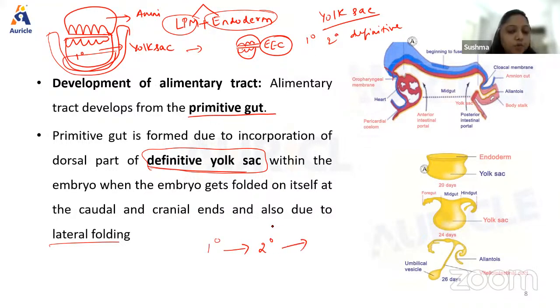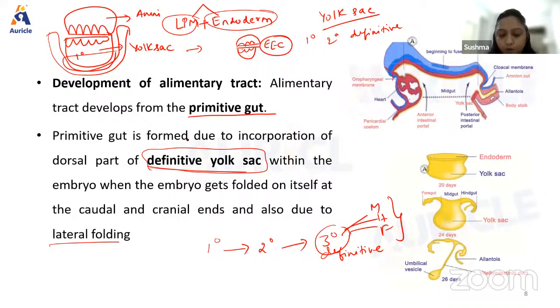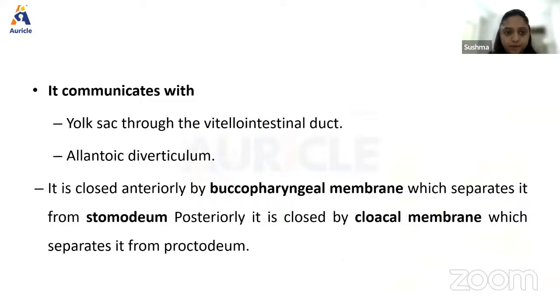Secondary yolk sac was formed due to the formation of the extra embryonic coelom, and the tertiary yolk sac or the definitive yolk sac is actually formed because of the folding. Okay, when the embryo gets folded on itself, it forms the definitive yolk sac. All my midgut, hindgut, foregut, all three structures are formed by my definitive yolk sac only. Okay, entire alimentary system is actually formed by the definitive yolk sac.